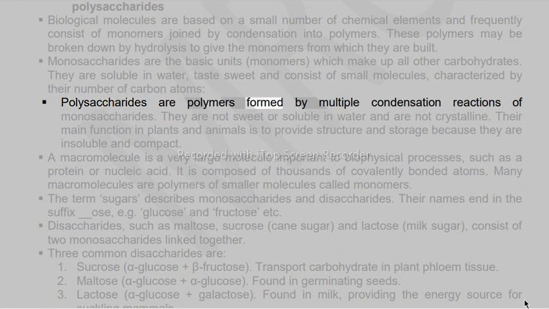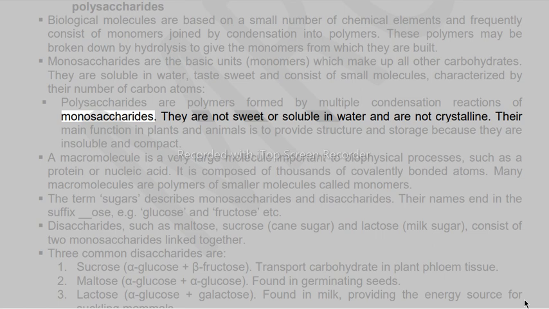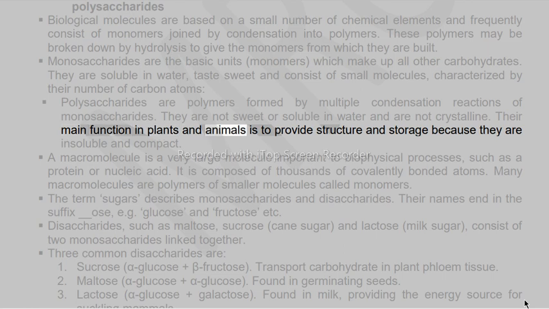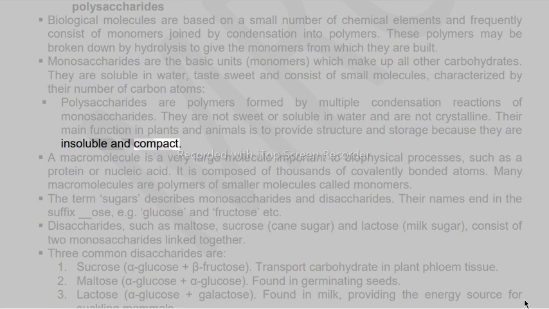Polysaccharides are polymers formed by multiple condensation reactions of monosaccharides. They are not sweet or soluble in water and are not crystalline. Their main function in plants and animals is to provide structure and storage because they are insoluble and compact.